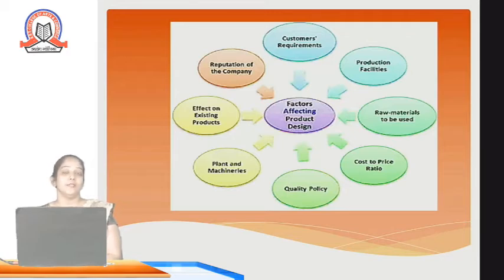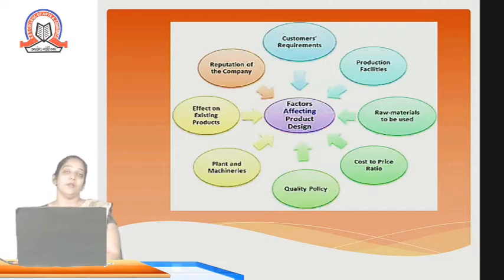Production facilities. For example, a company has a good production unit and they are producing the products as per the customer's demand and even delivering the products on time to the customers, definitely the company's goodwill will be more. Raw material to be used. Now, for each and every product, customers mostly see the quality of the product, and even for services, how well the services are provided.